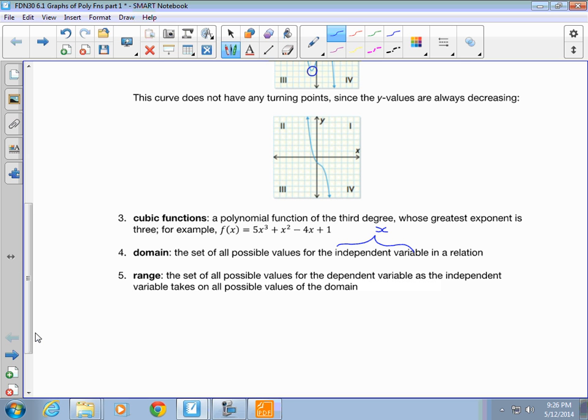Your range then is the set of all the possible values for the dependent variable, as the independent variable takes on all possible values of the domain. So basically your dependent value is your output value, or your y, because your y will be dependent on whatever your x value is. If you take a look at this equation here, f of x is the same thing as substituting in a y. So what my y equals will depend on what value I choose for my x.